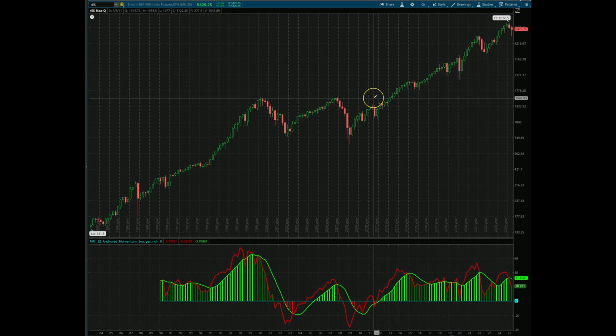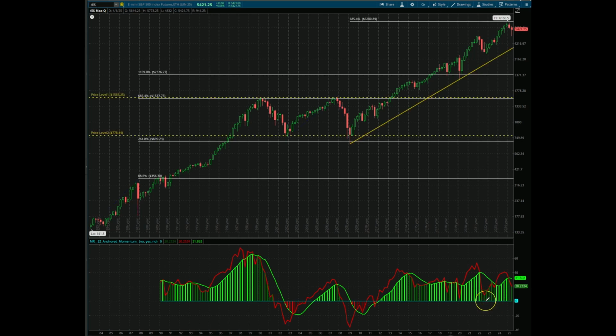But that's the ES, and a lot of people look at ES. And what I'm going to do now is I'm just going to throw up the annotations I put together. Let's see if there's anything we get out of that.